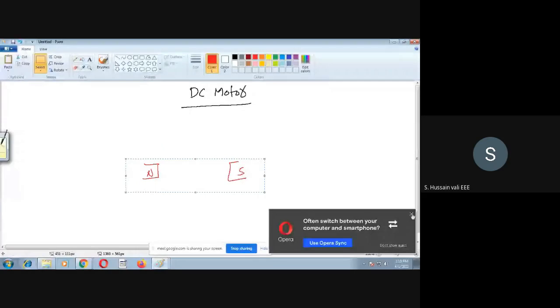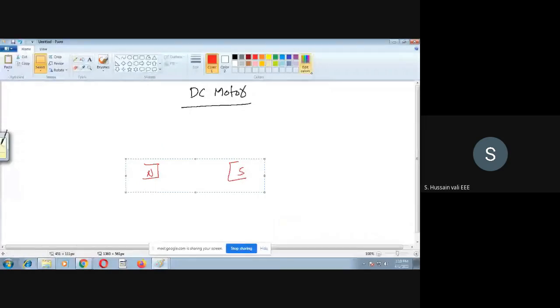The flux lines are always from north pole to south pole. And where is the conductor here? This is the conductor.